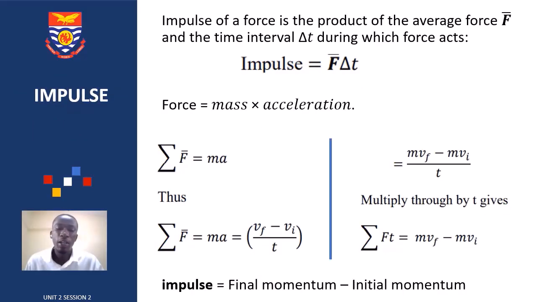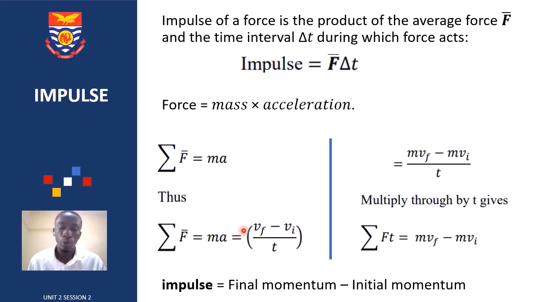Impulse. We can define impulse as a certain amount of force you apply for a certain amount of time to cause a change in momentum. And mathematically, we can express impulse as force times change in t, that's our time. From our previous slides, we know that F is equal to ma, that's mass times acceleration. And we know that acceleration is equal to change in velocity over time.